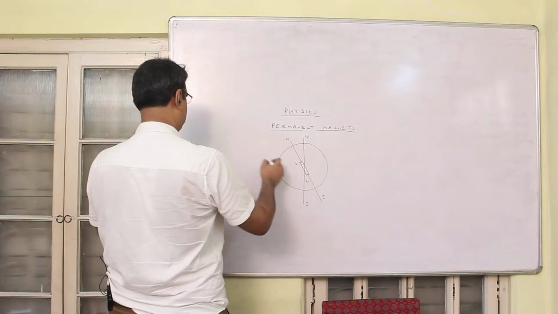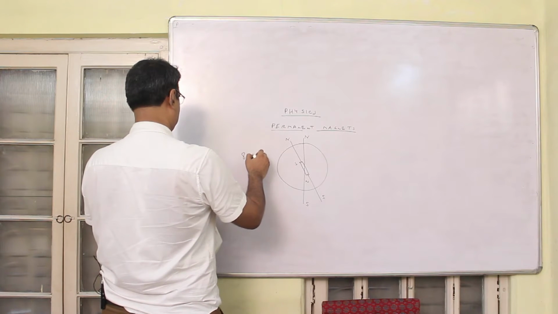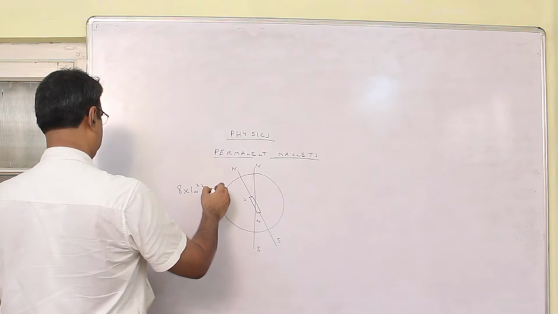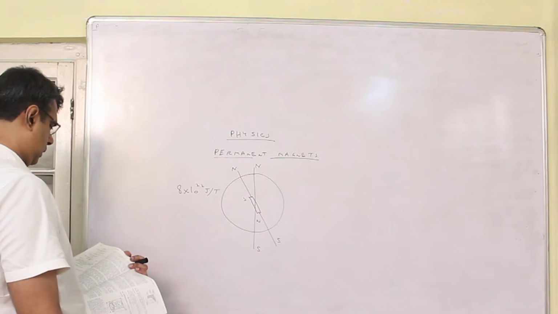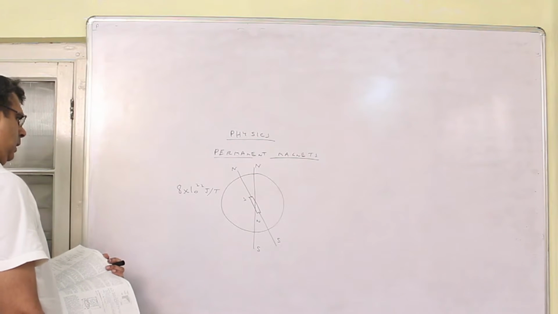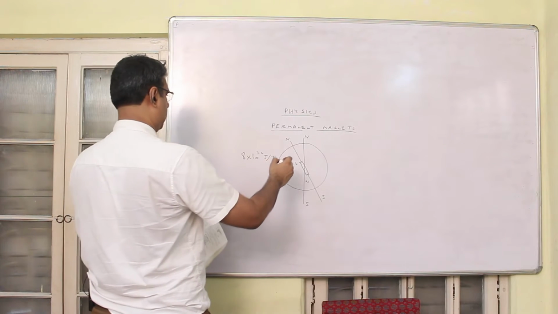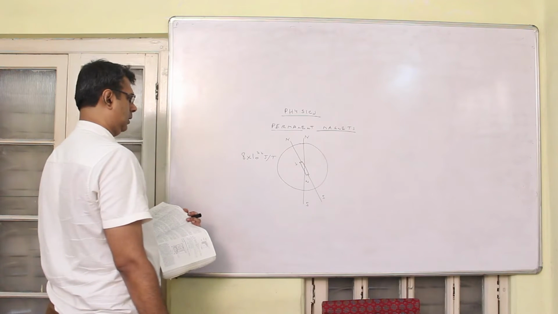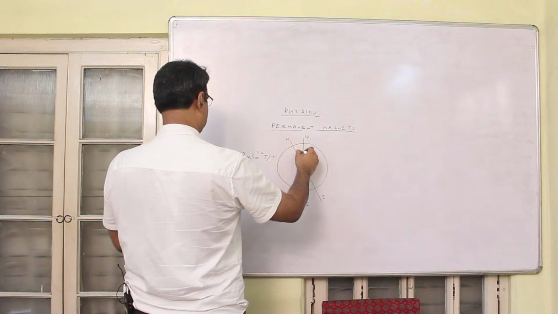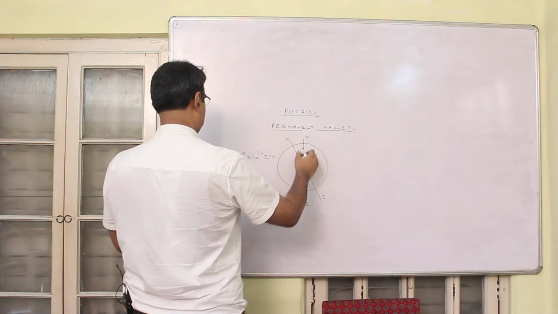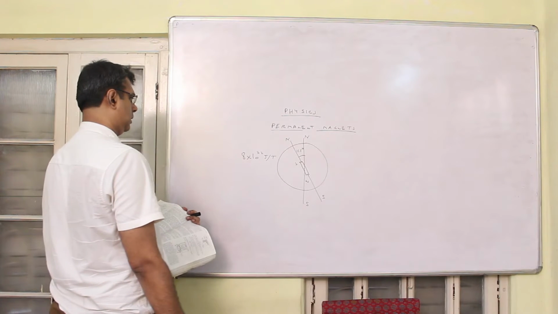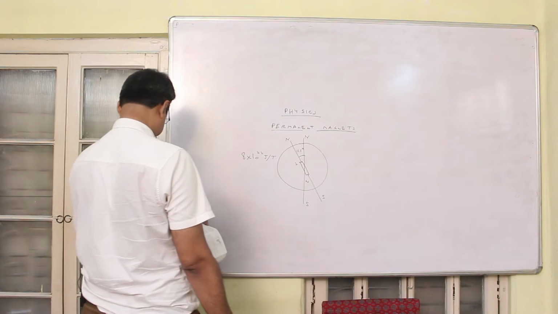The dipole moment of this magnet is 8 into 10 to the power 22 joules per Tesla. Now, you will notice that there is an angle between the magnetic axis and the geographic axis. In fact, the angle is 11.5 degrees.